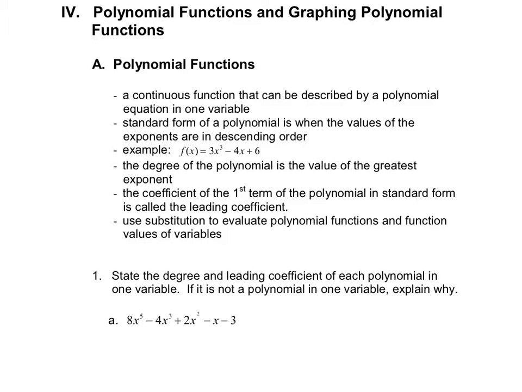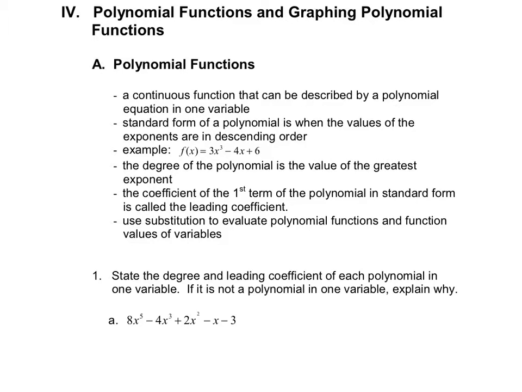All right, now that you have it all copied down, let's go through and see what you actually copied down so that you understand what you wrote. A polynomial function is a continuous function that can be described by a polynomial equation in one variable, meaning you can only have one variable throughout the equation. The variables can be raised to a lot of powers, but you can only have one variable. Once you have more than one variable in the equation, it's not considered to be a polynomial function.